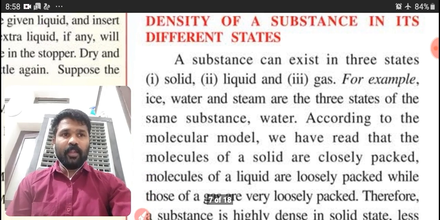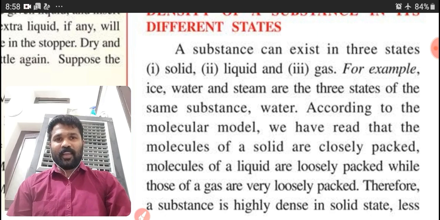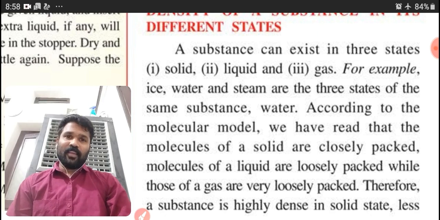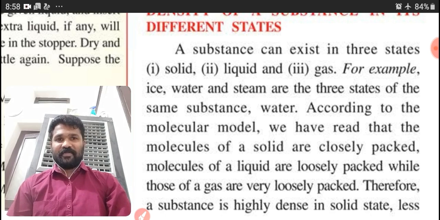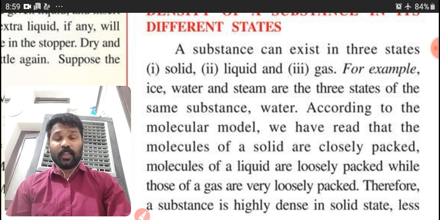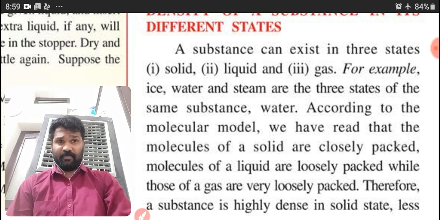For example, again water comes. We know the example of water: ice, water and steam. Ice, water and steam are the three states of the same substance, that is water. Water can exist in three states: ice, water and steam. We know this point, many times we have heard.